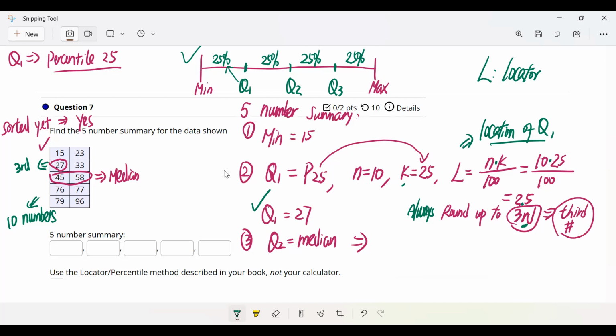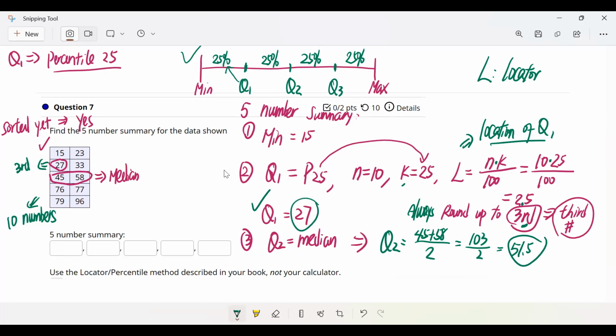And quartile 2 is the median. The median is the middle 2, right? We're going to average the middle 2 in this case because we have 10 numbers. So quartile 2 equals 45 plus 58 divided by 2. You add up those two numbers, you get 103, divided by 2, so this is 51.5.